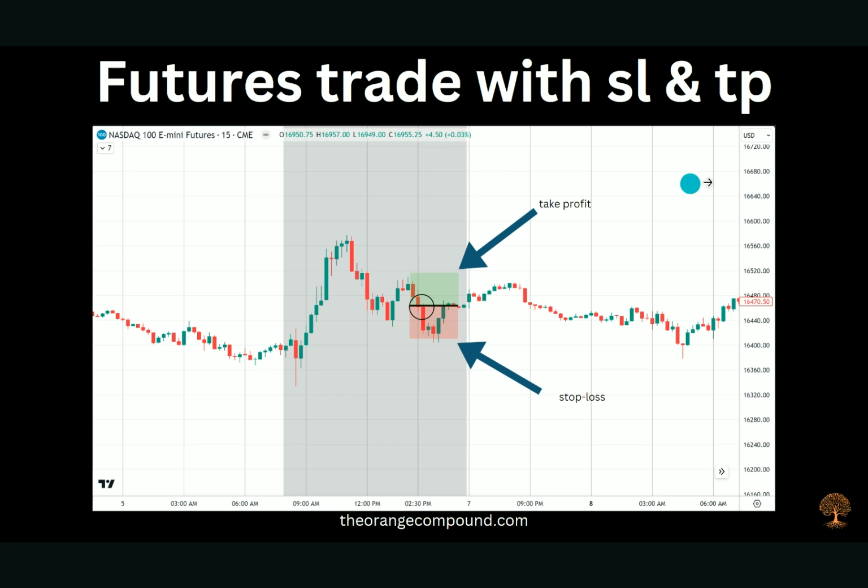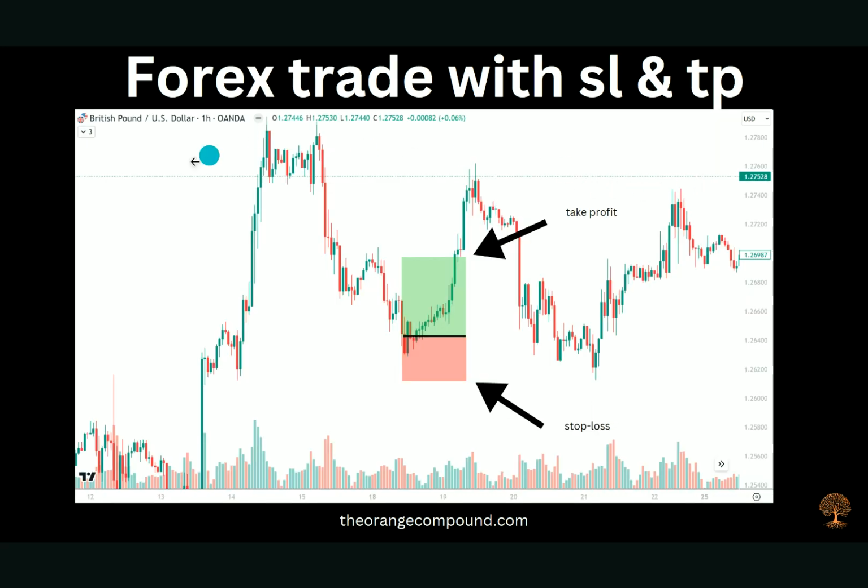Let's see another example. This is an example of a Forex trade with a stop loss and take profit. This is going to be GBP USD, which is the British pound versus the US dollar. Now in this trade, we entered right here, and we had price actually go in the direction that we wanted to go. So we had that 100 pip stop loss, and we had that 100 pip take profit.